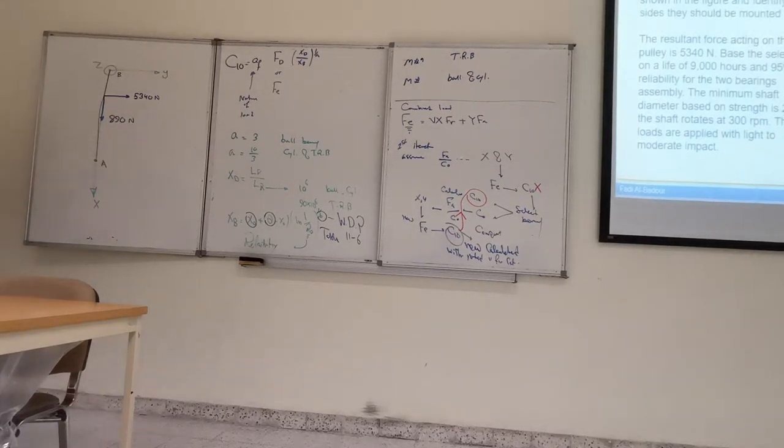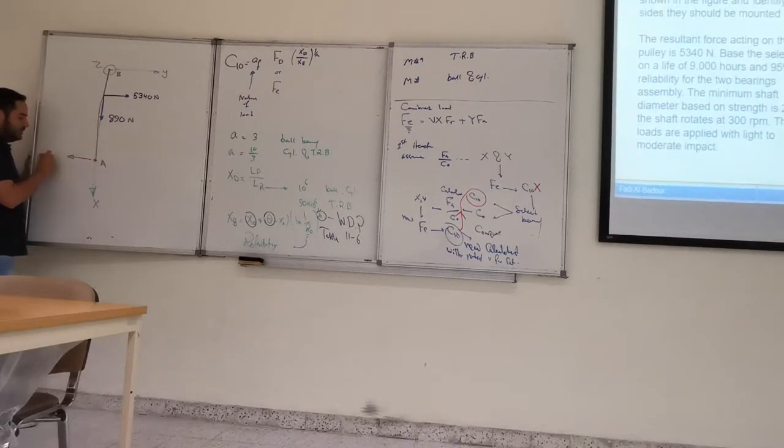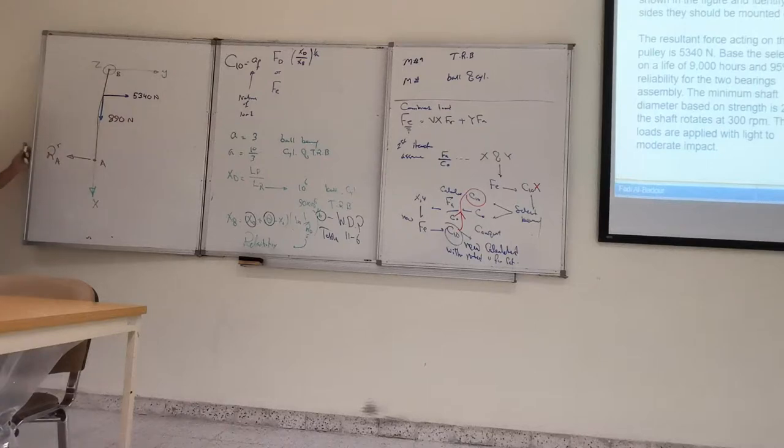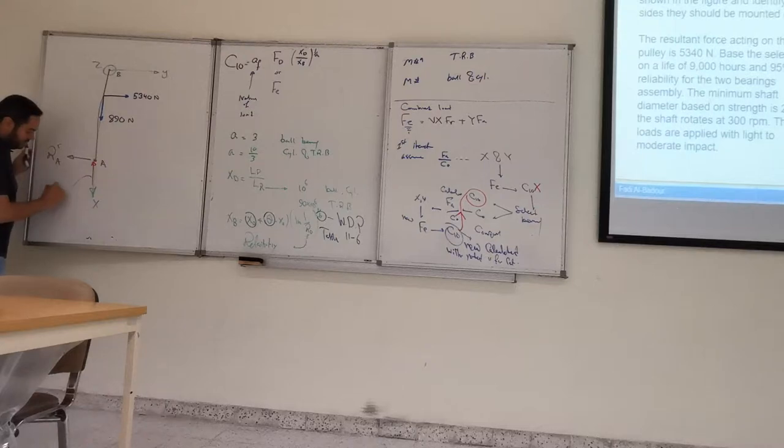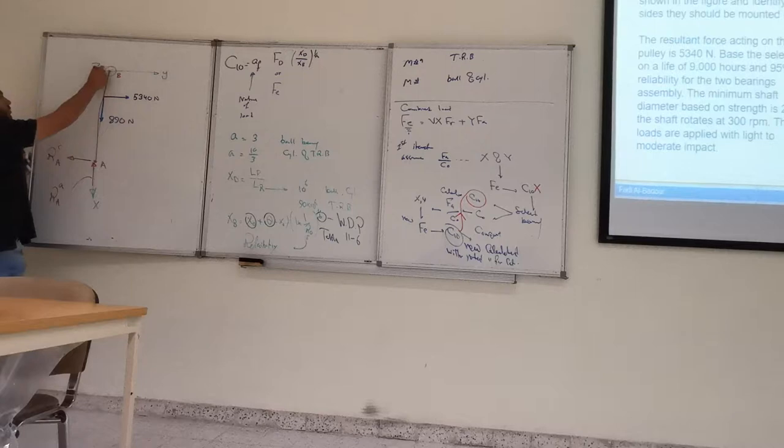890. Okay. Now we agreed that A will carry what? The thrust loads. So at A we have combined load. I have radial load, which I will call reaction, R for reaction at A, and the radius. And I have axial load. This I call reaction at A, but it is along the x-axis, or axial. What about at B? Radial only, so I will put reaction at B, radial.